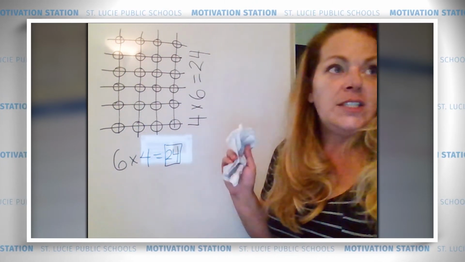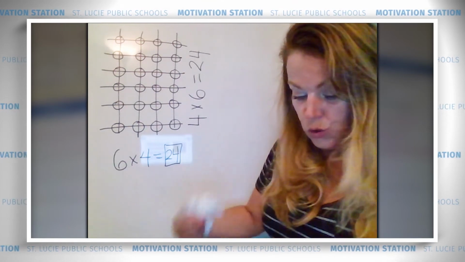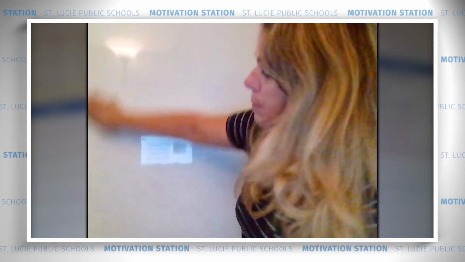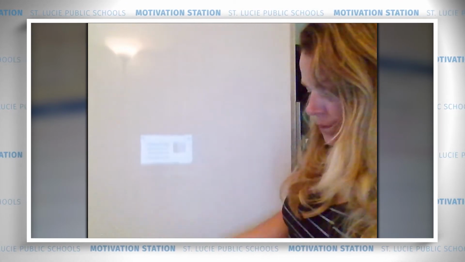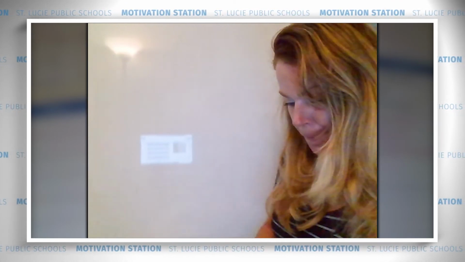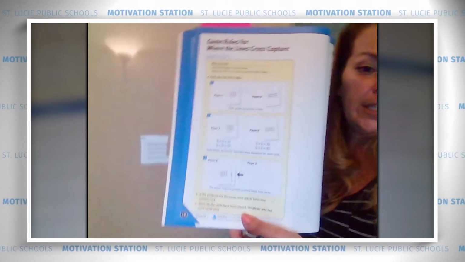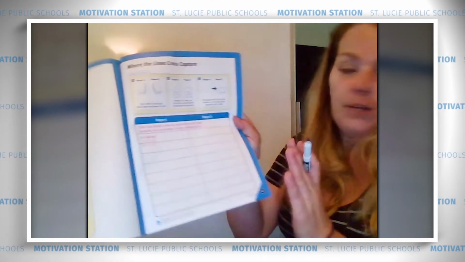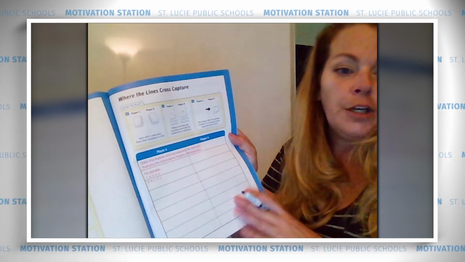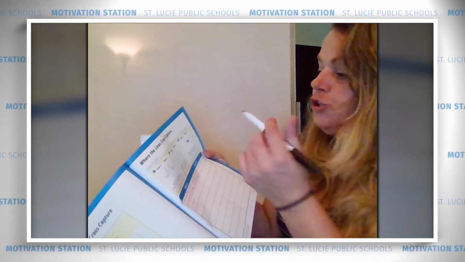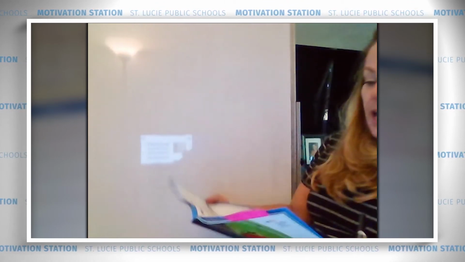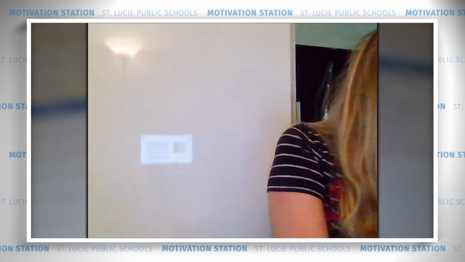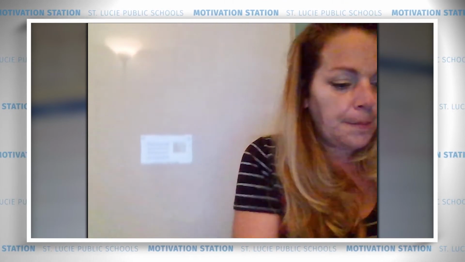Okay, so now I'm going to teach you how to play where the lines cross capture. So just like all the other capture games, just the bigger one's going to get the cards. Okay, and I'm going to show you how to do that digitally too. So if you turn to page 46, it gives you the instructions, the directions for playing the game, and then 47 is where you will record what you get. And again, you don't have the tile cards or the lines cross cards, but I'm going to show you how to do it digitally, okay?